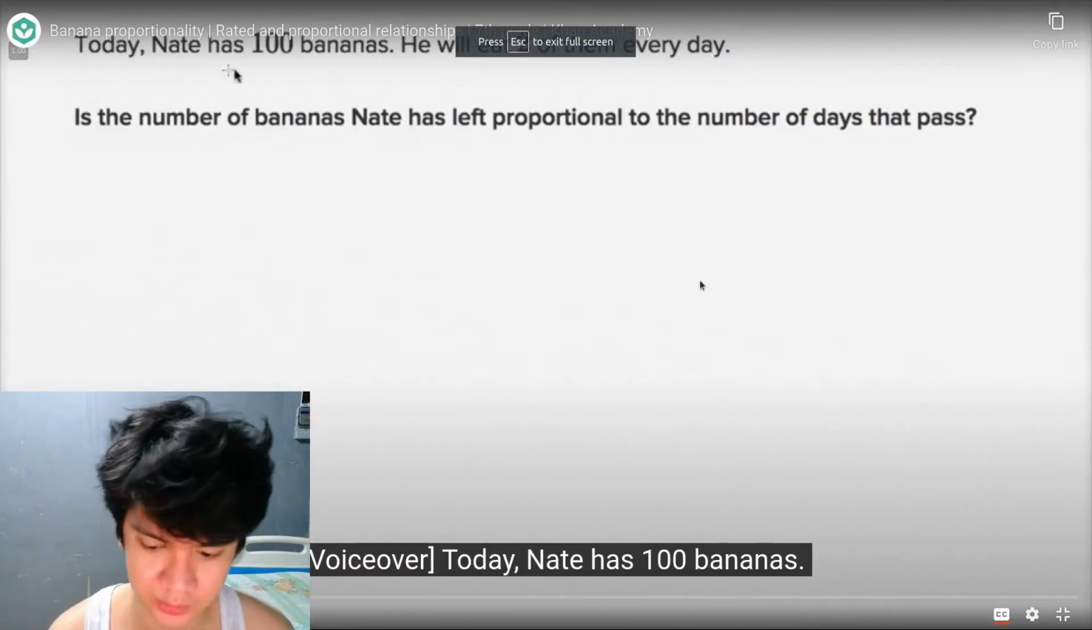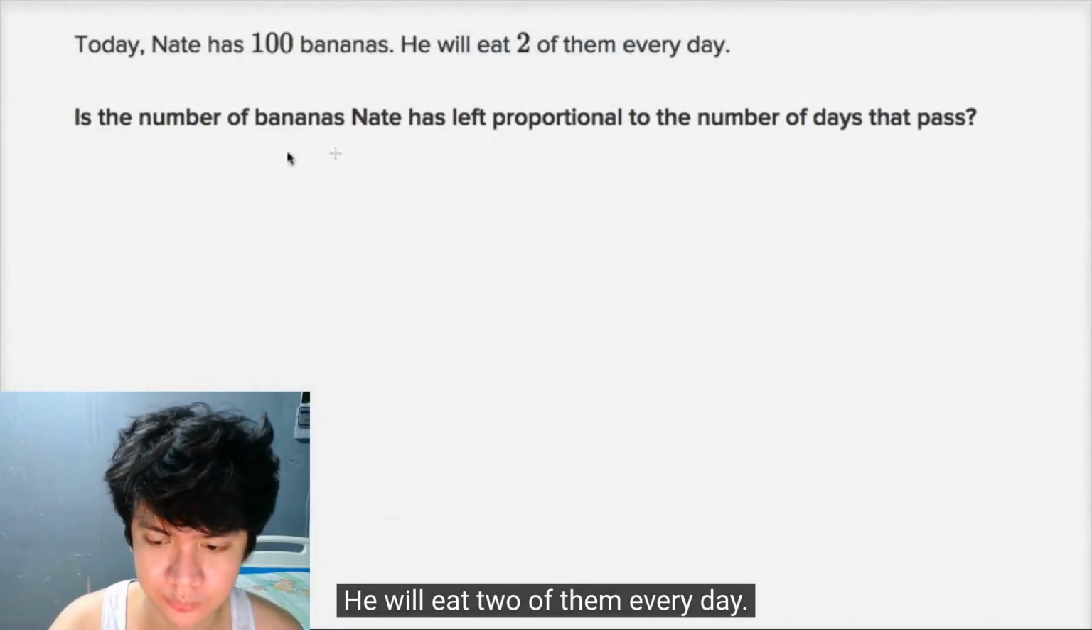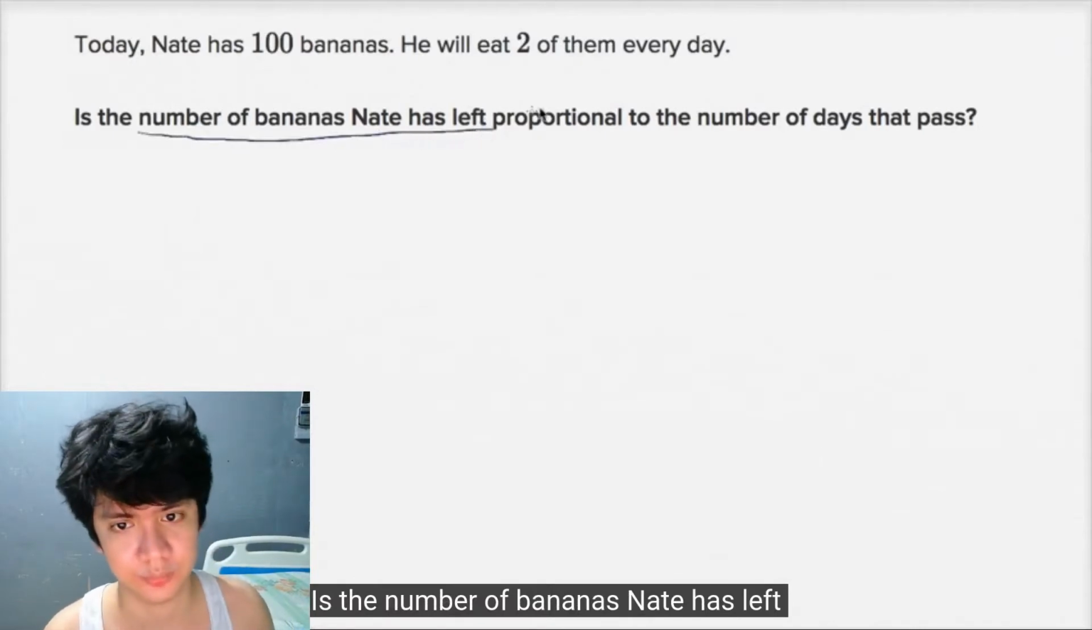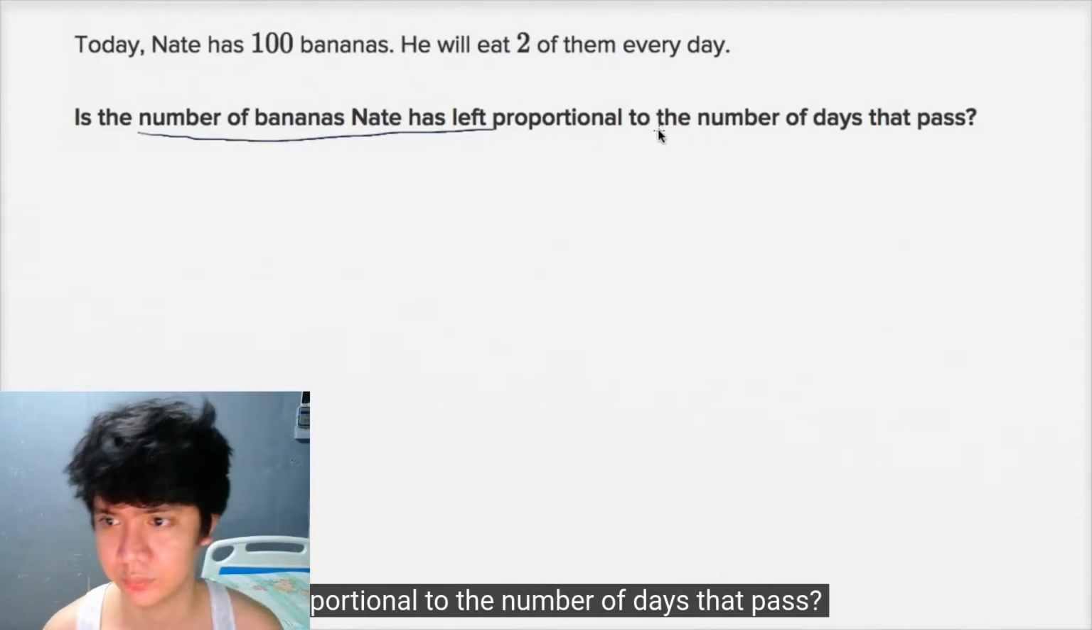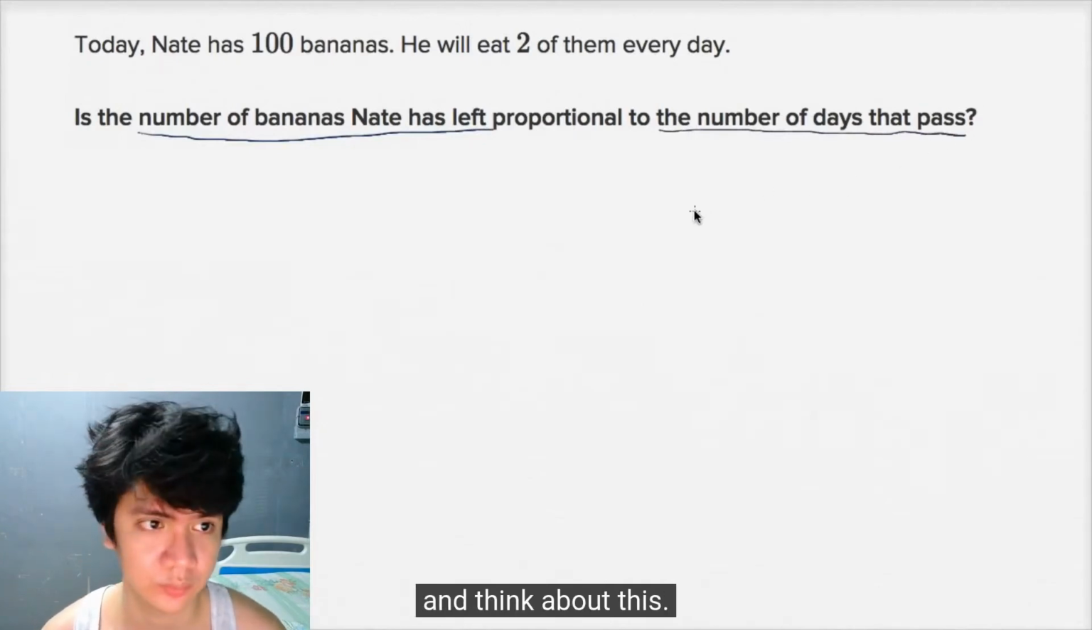Bananas. Today, Nate has 100 bananas. He will eat 2 of them every day. Is the number of bananas Nate has left proportional to the number of days that pass? I encourage you to pause this video and think about this.